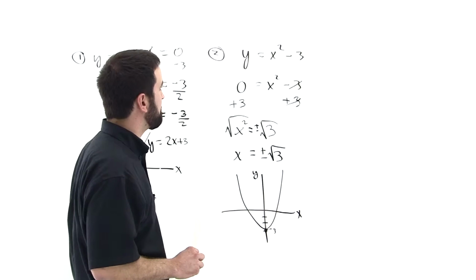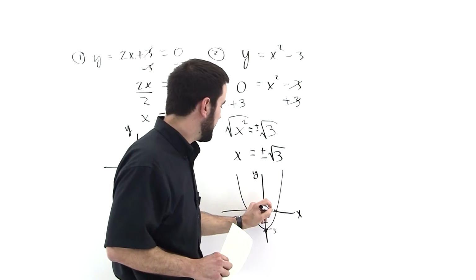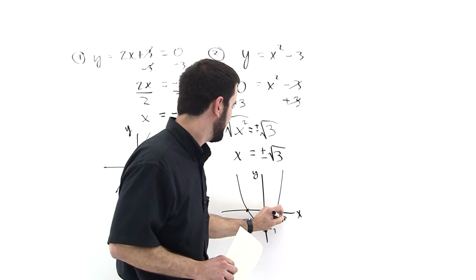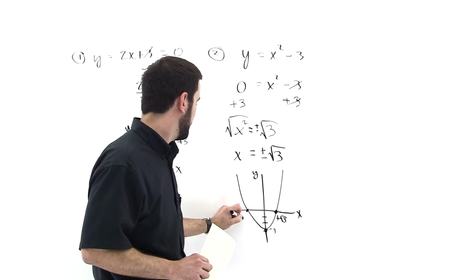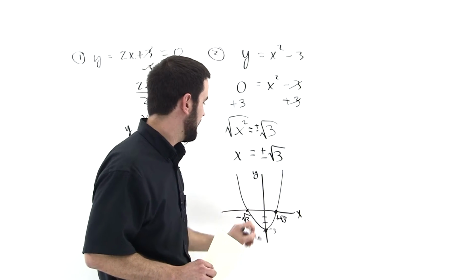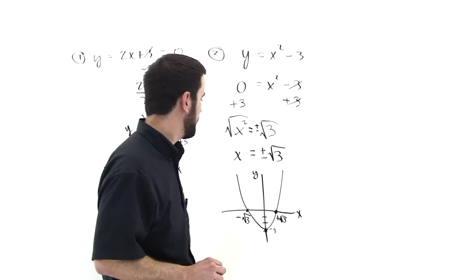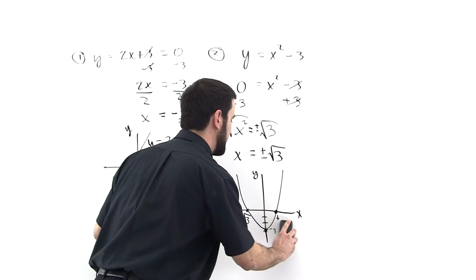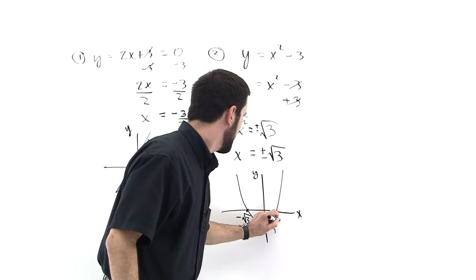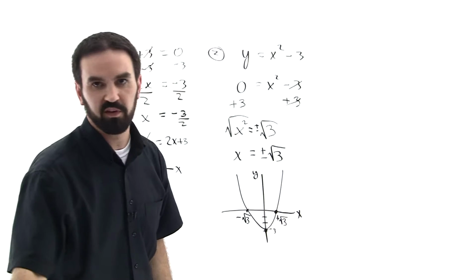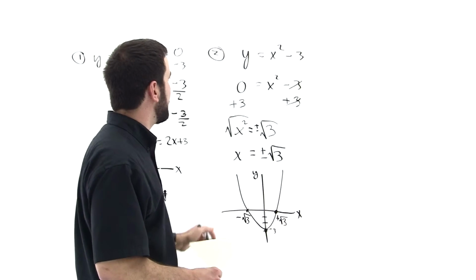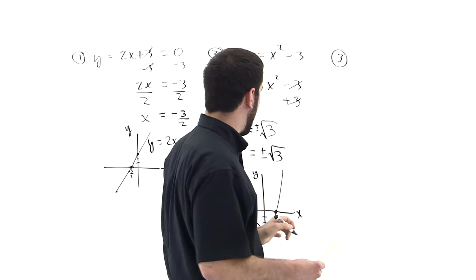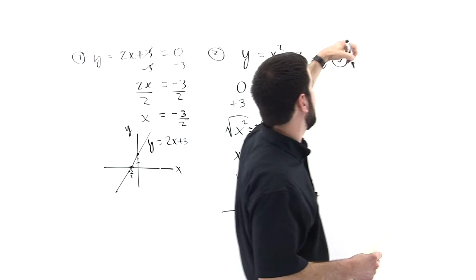And then the graph looks something like this. It's parabolic, right? And so this place right here and right here, this is positive square root 3 on the x-axis, and this is negative square root 3 on the x-axis, right? Clean that up a little bit. Keep it neat on your page, you keep it neat in your head, and these solutions will present themselves more readily. Okay, third example. Let's take a look at y equals x squared plus 3.